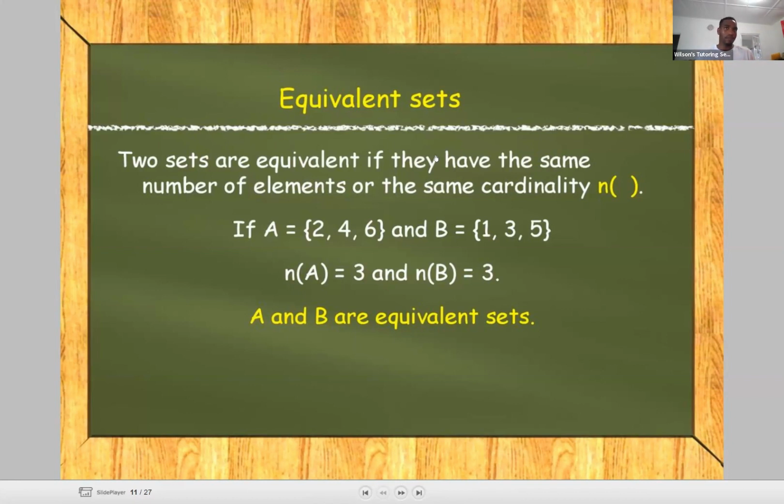Whenever you're looking at equivalent sets, you're merely asking in sets A and B, do they both have the same number of elements?